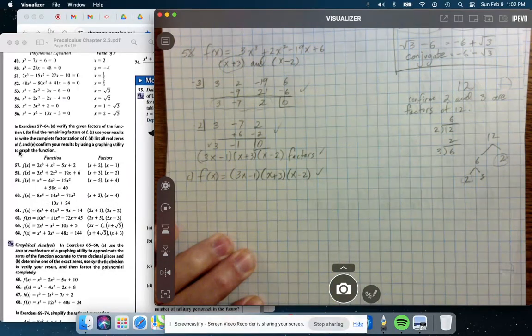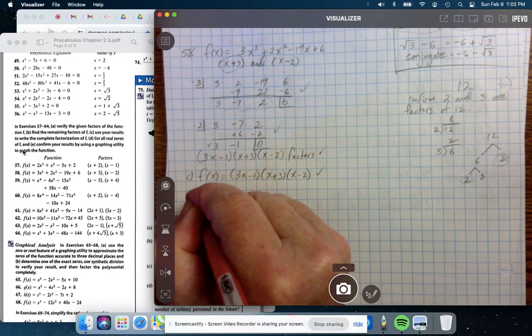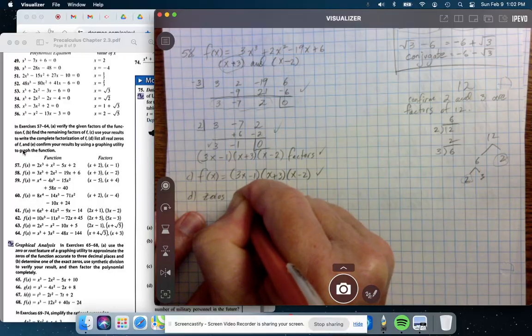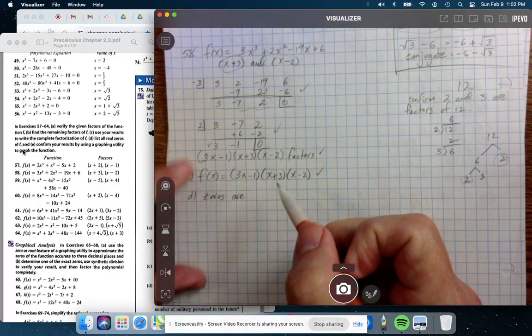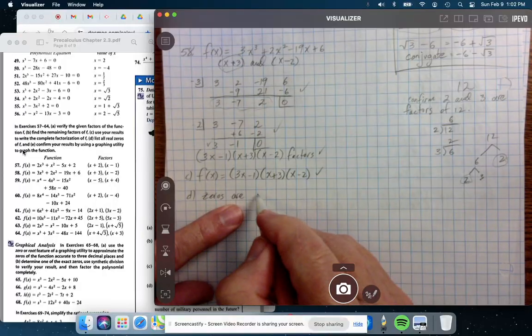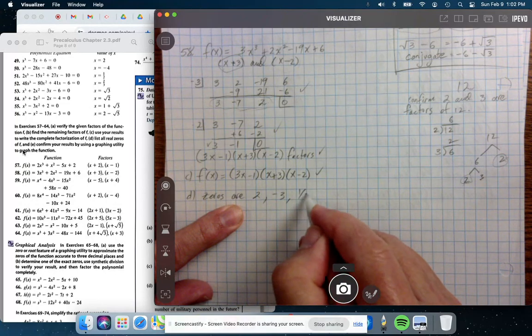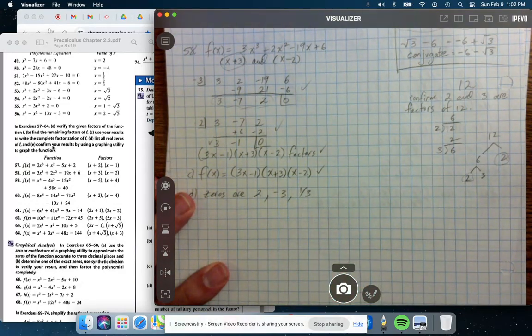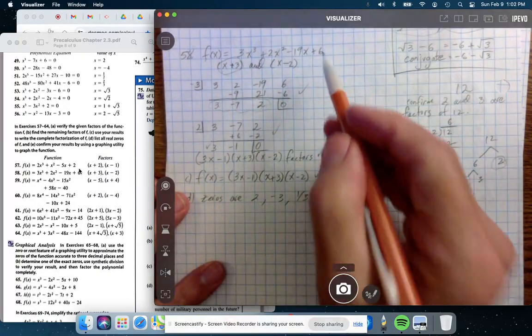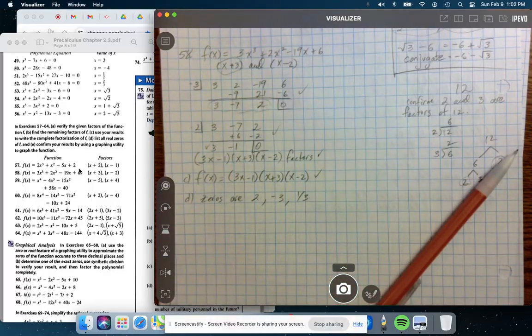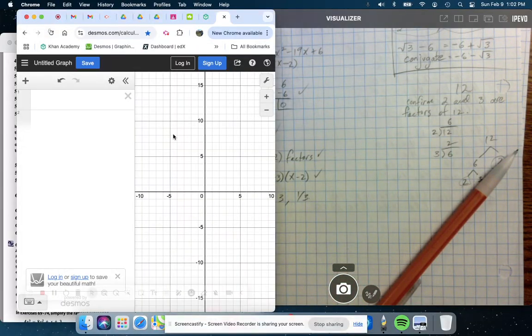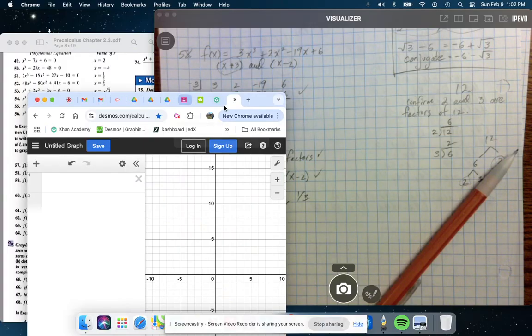List all the real zeros of f. Okay, so the zeros, part D, the zeros are 2, -3, and 1/3. And then E, confirm your results by using a graphing utility to graph the function. So the graph of the original should pass through 2, -3, and 1/3. I'll just go over here to Desmos and do that real quick.